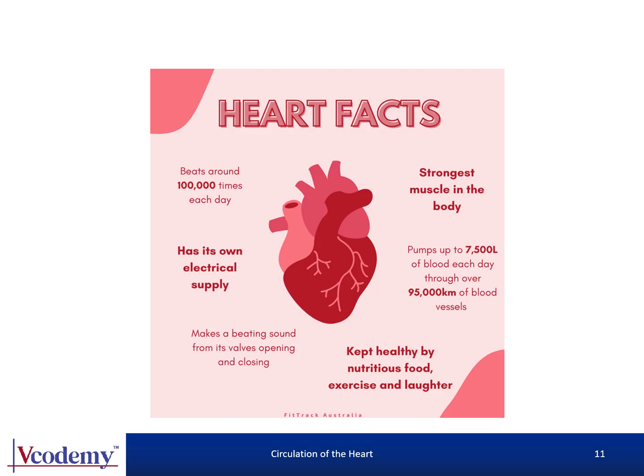Some interesting heart facts. So the heart beats around 1 lakh times each day. It is the strongest, hardest-working muscle in the body. It has its own electrical supply. It pumps up to 7,500 liters of blood each day through over 95,000 kilometers of blood vessels. It makes a beating sound from its valves opening and closing. It's kept healthy by nutritious food, exercise, and laughter.